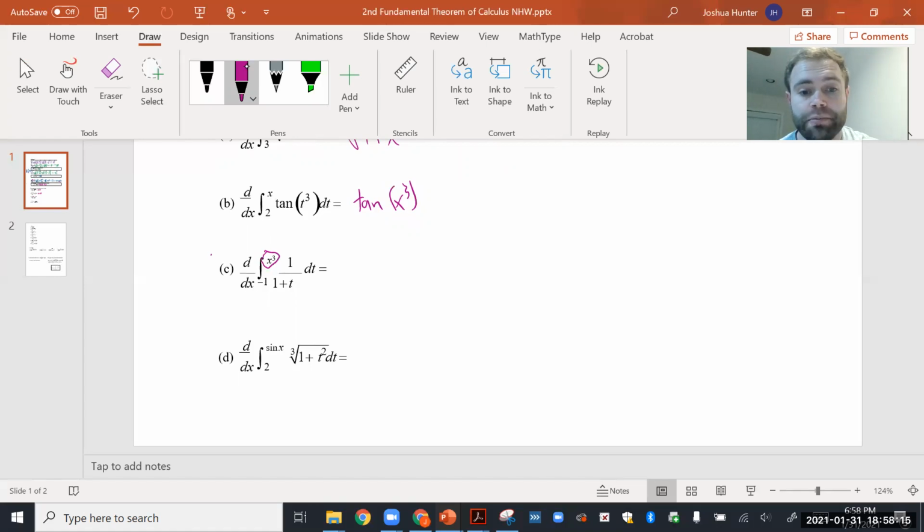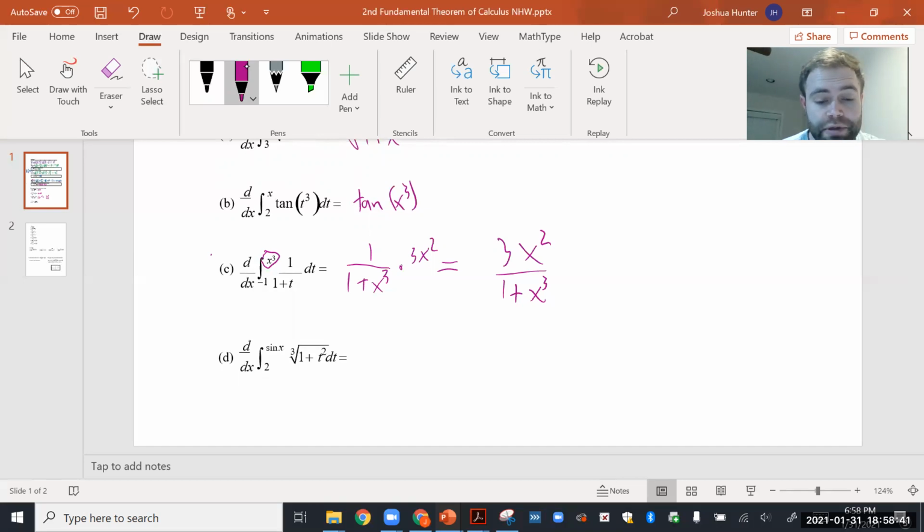So this will end up being 1 over 1 plus x cubed. And then because of chain rule, we have to multiply by the derivative of that upper function, so by 3x squared. And I could have written it as all one term as 3x squared over 1 plus x cubed.